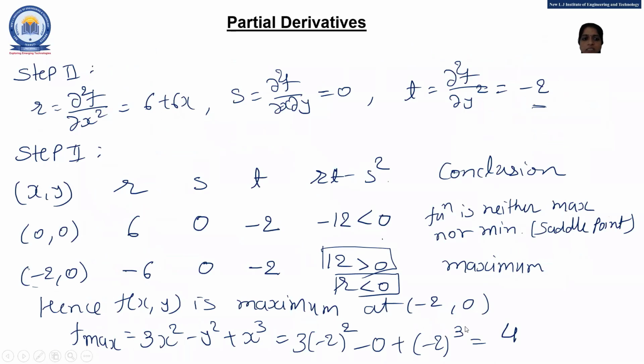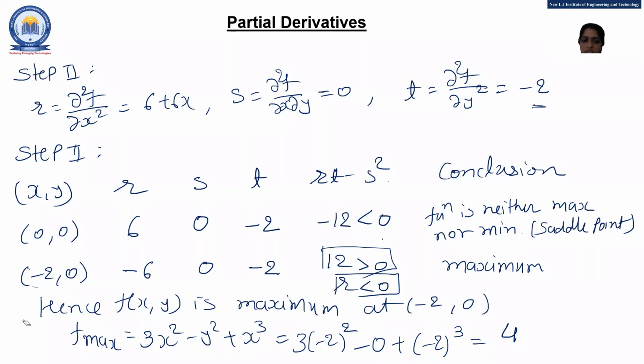And then in step 2, I found the values of r, s and t. The second derivative of del f by del x with respect to x, that is r, is 6 plus 6x. The value of s is 0 and the value of t is minus 2. Now in step 3, we have two stationary points: one is (0, 0) and the other is (-2, 0).